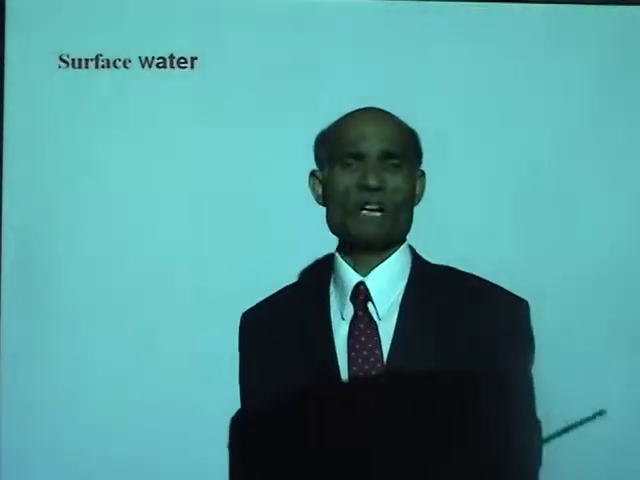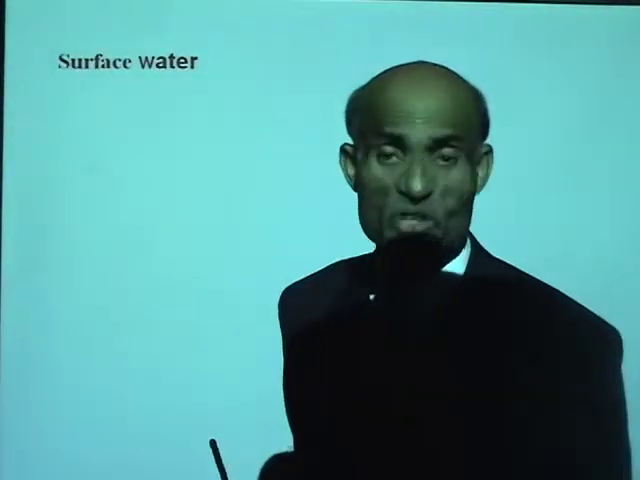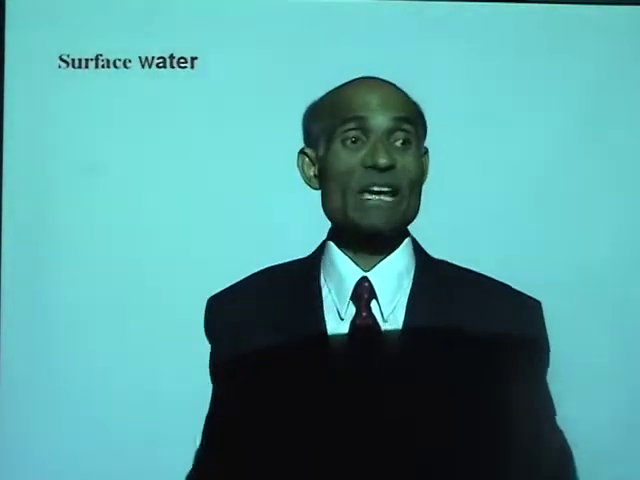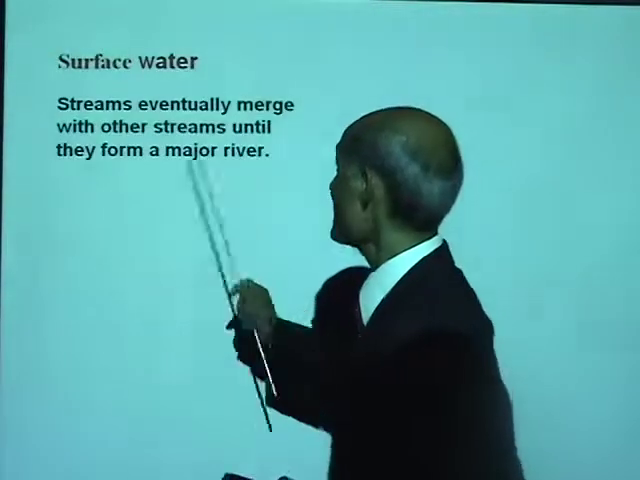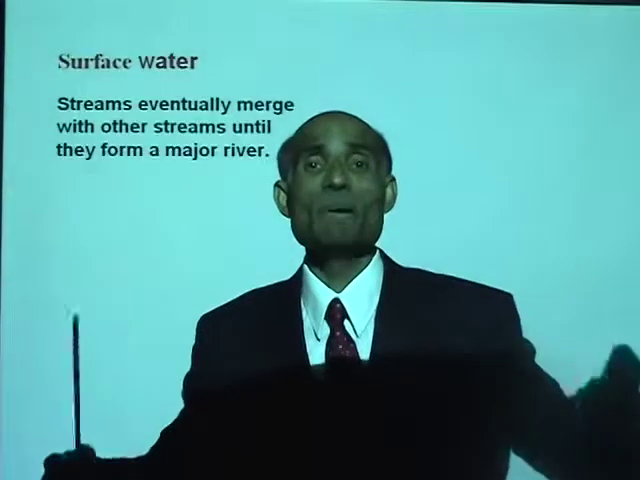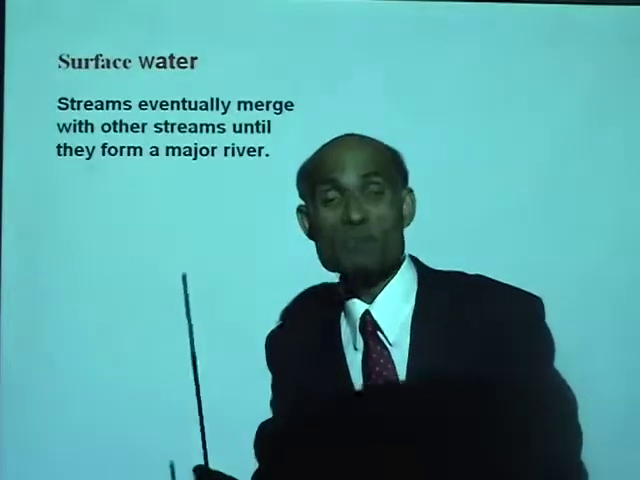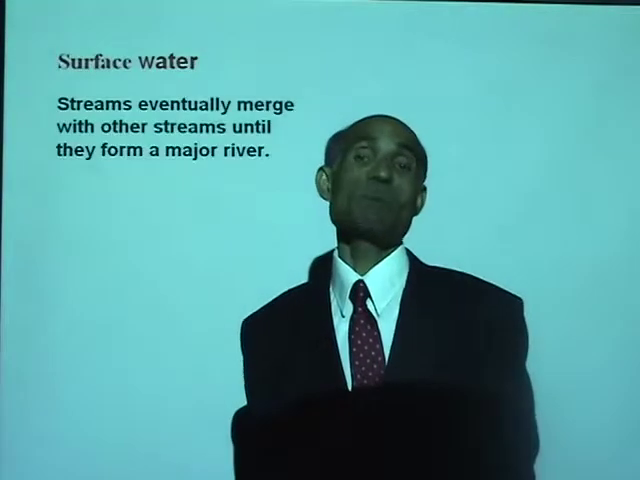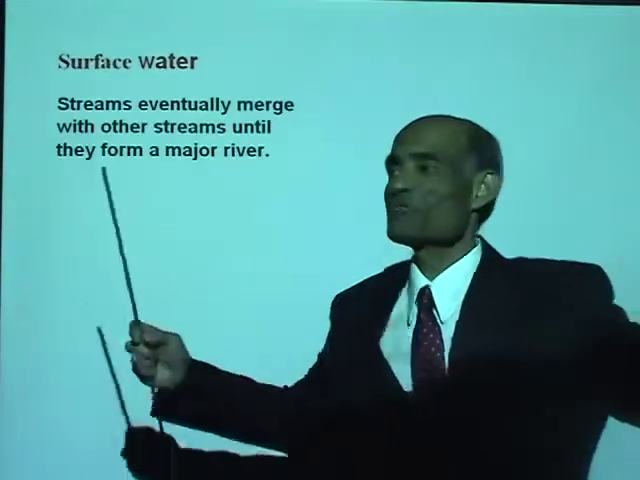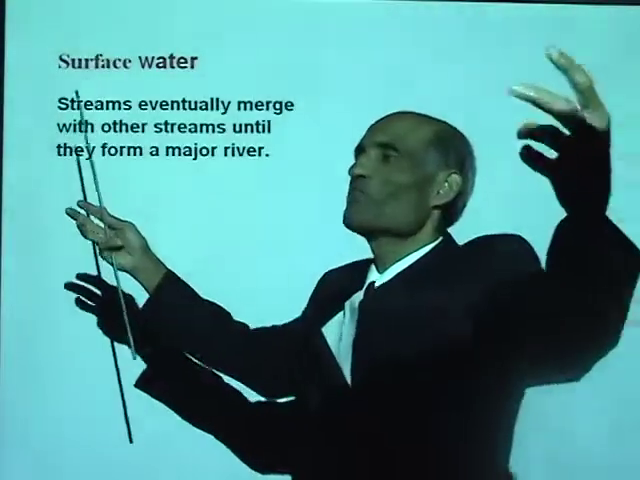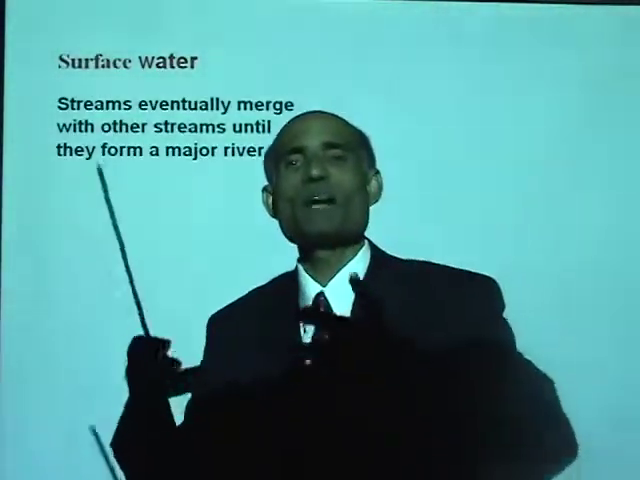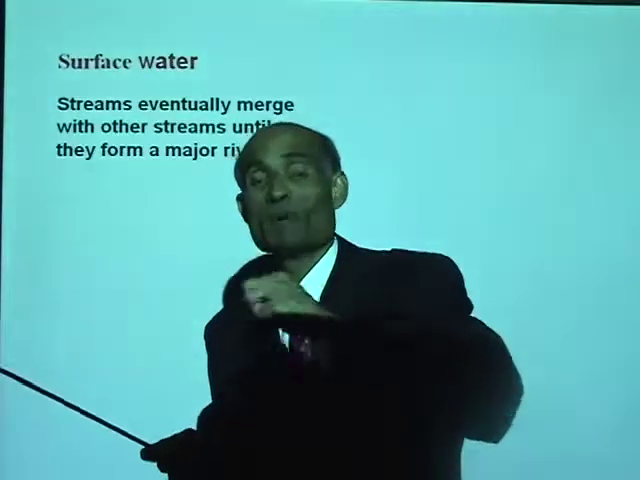How about surface water? What are the sources of surface water we talked about? Well, streams, rivers, lakes, and so on. Now, streams eventually merge with streams until they form a major river. If you inspect any of the major rivers, you can see as you travel down a river, the tributaries, the streams coming from various places and feeding into the river. The river gets bigger and bigger as it flows down.